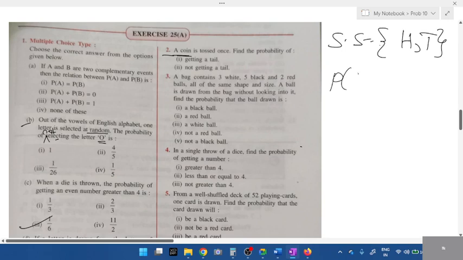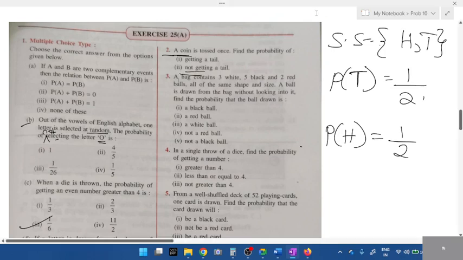What is the probability of getting T? Yes, 1 by what's the total value we have? 2. Now, not getting a tail. What do you mean by not getting a tail? Then what will you get? Yes, very good. P of H. That's one. If you don't get it, obviously it is one.